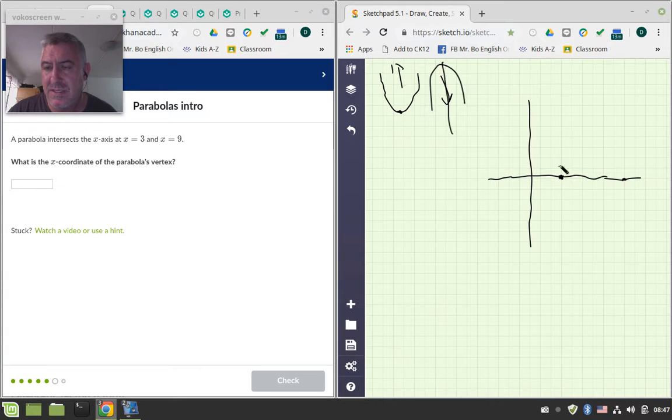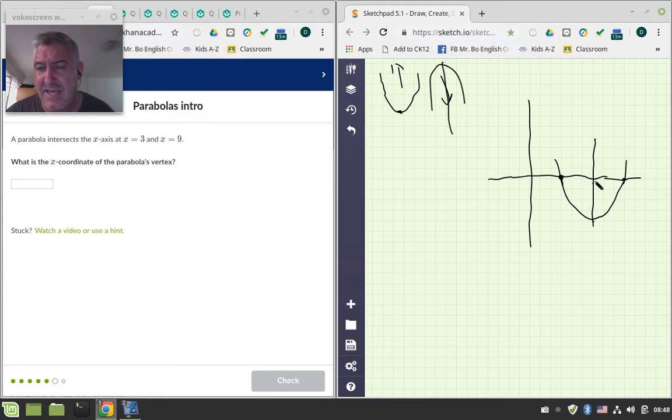x-intercepts. So I know that it's going to come down here. We don't know where the vertex is, so I can't really draw it. But let's pretend the vertex is over here. Okay. So if it looks like that, then I know that there's a vertical line going up here in the middle, and that is the axis of symmetry. Now we don't know where the vertex is yet, so this is just a pretend right now, okay?